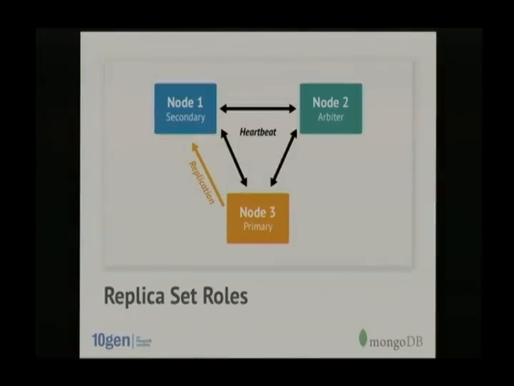So in a typical replica set, you've got three main roles that you can have. First node is the primary. The primary is the master, where you can write. You can only write to the primary, and those writes are then replicated to the other nodes.